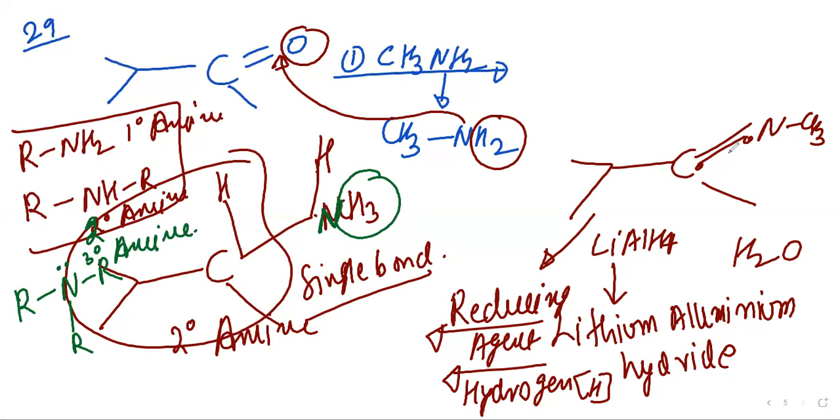This is called Schiff base formation. Schiff base. Right. Why is it called a base? Here, the lone pair is there on this nitrogen. That's why.